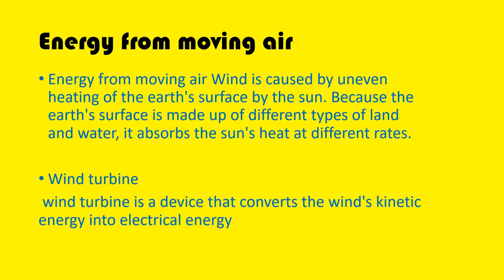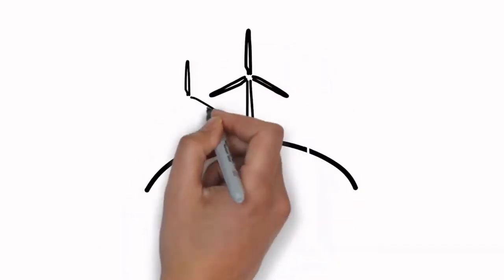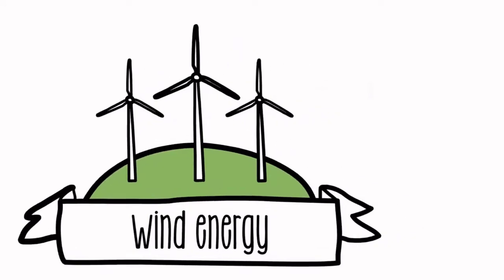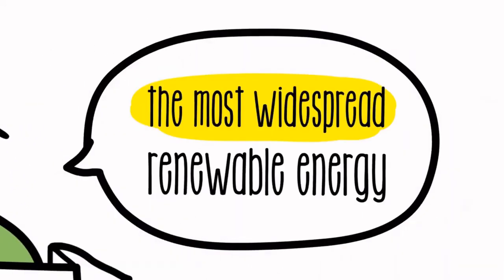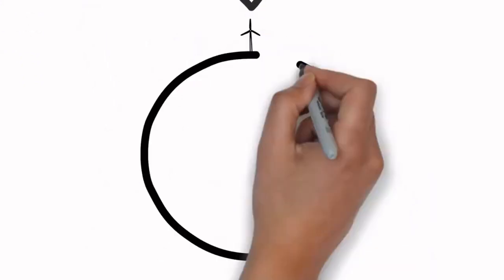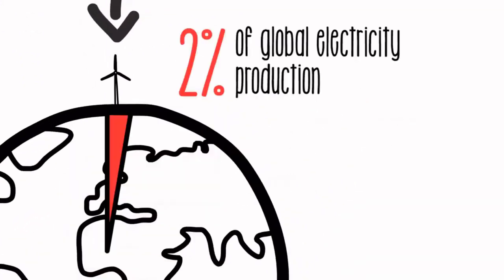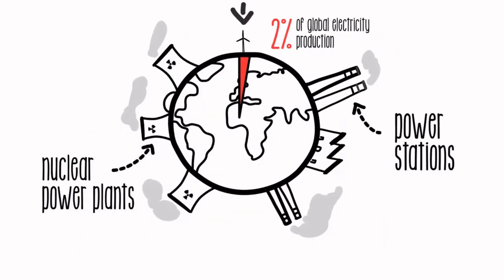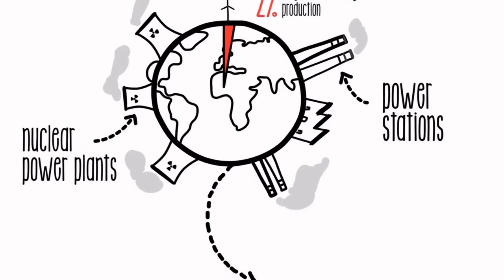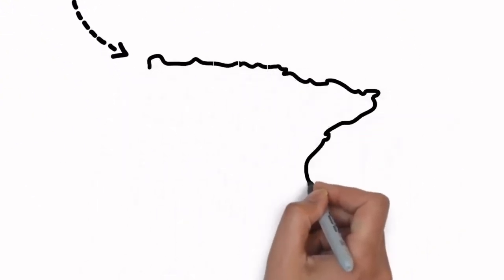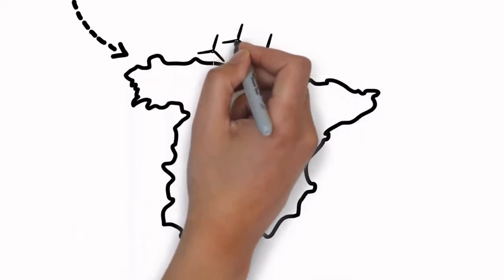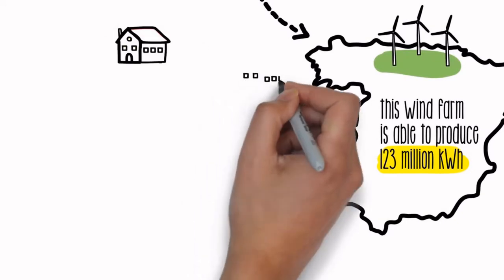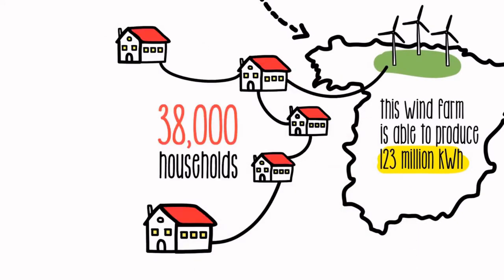Now, let us continue with more information about wind energy or wind power. We know that wind energy is the most widespread renewable energy, about 2% of electricity production. Another percent is from nuclear power plants, the power stations. And do you know that this wind farm is able to produce 123 million kilowatt hours? That means this electricity can supply 3,800 households.